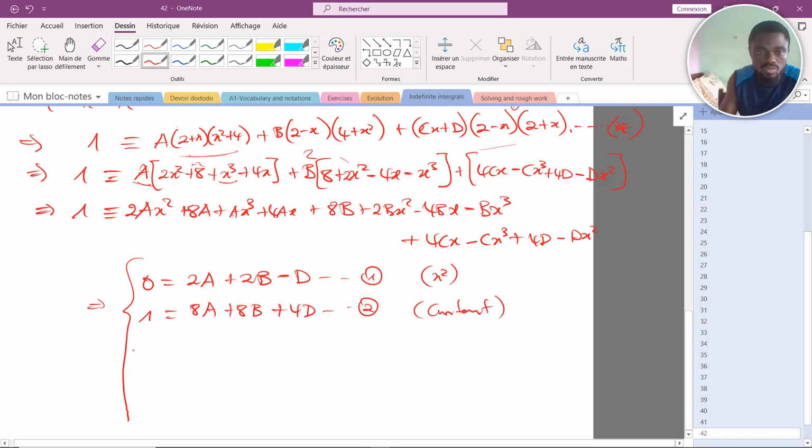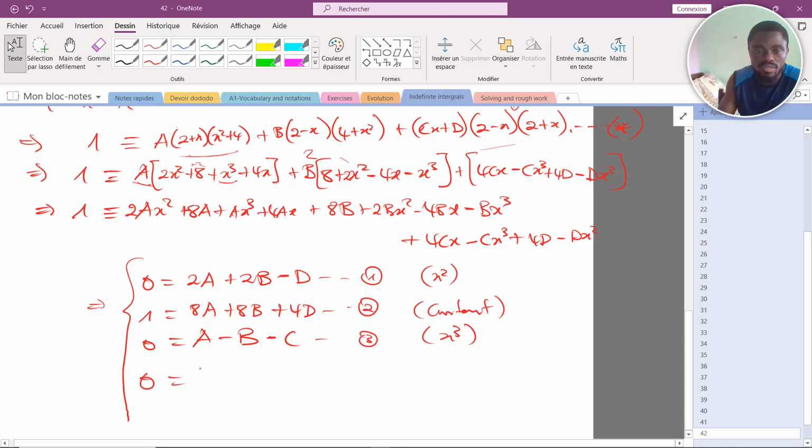So there's no x cubed here, so 0 will be equal to what? A, let's take minus b, minus b, minus b, minus c, minus c. Okay, this is equation 3. These were terms in x cubed. What other terms are there? Terms in x. There's no term in x on the left side, so 0 will be equal to what?